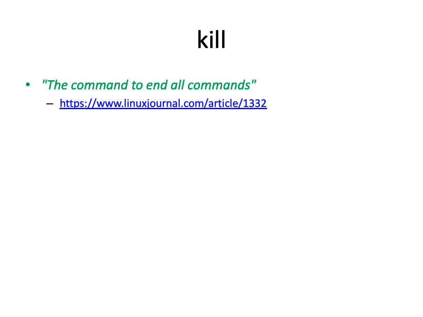So suppose you want to kill a process. Kill is the command to end all commands, literally. So if you want to kill a process, to end it, you can use the command kill and then the process ID of the process that you want to kill. On some systems you can also use the name of the process if it's unique. So that's a nice way of saying, like, hey, please shut down.